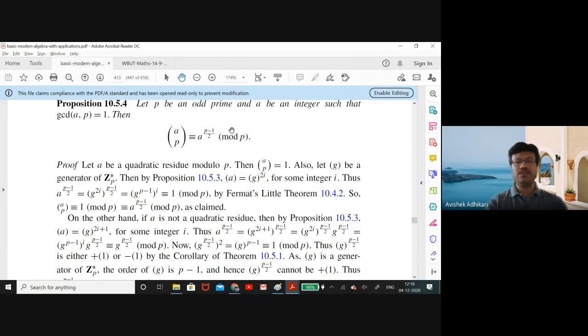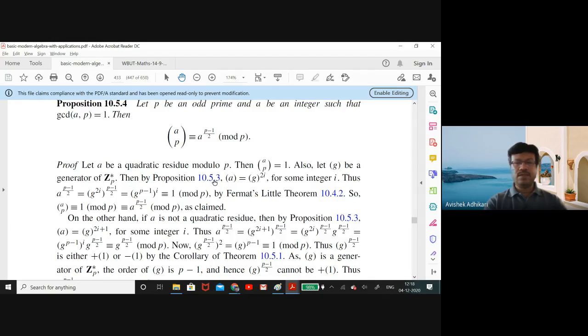Okay, so what I need to check is whether this Legendre symbol value is congruent to this value. Now two things may happen. The Legendre symbol value is either 1 or -1, by definition. So let A be a quadratic residue modulo P. A is just a positive integer, so either A is a quadratic residue or A is not a quadratic residue. If A is a quadratic residue modulo P, then we know that this value has to be 1.